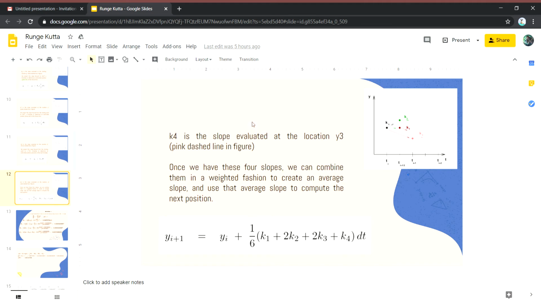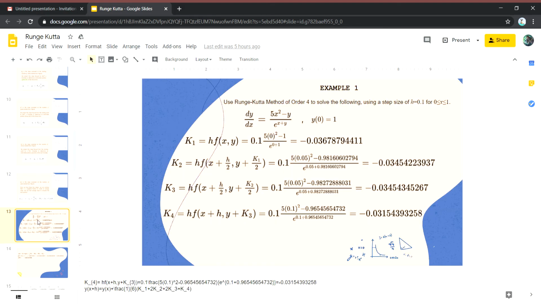K4 is the slope evaluated at the location y3, which is the pink dash line in the figure. Once we have these 4 slopes, we can combine them in a weighted fashion to create an average slope and use the average slope to compute the next position.